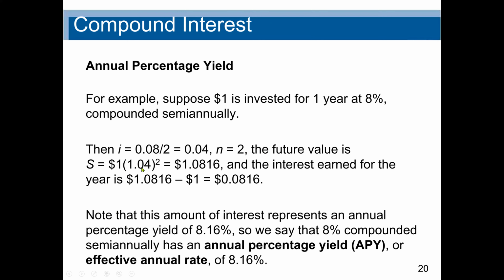times 1.04 to the power 2, which will give us 1.0816. And the interest earned for this year is 1.0816 minus $1, which gives us 0.0816. One thing we should note is that this amount of interest represents an annual percent yield of 8.16%. So we say that 8% compounded semi-annually has an annual percent yield, or effective annual rate, of 8.16%.